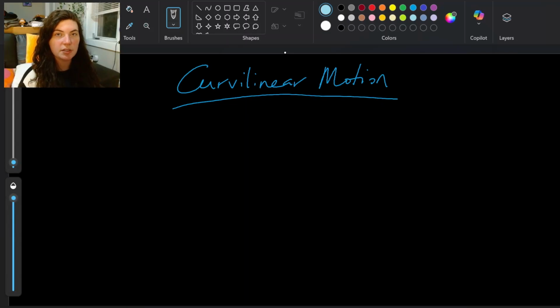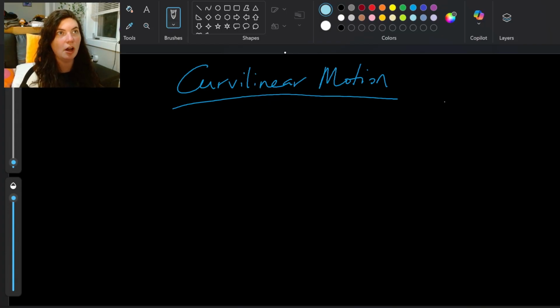So far in dynamics, we've been talking about mainly rectilinear motion, so that's motion in one direction, whether that's your x-axis or your y-axis, or projectile motion, which is kind of a special combination of both. But what if we have something a little bit more complex? What if we have curvilinear motion?